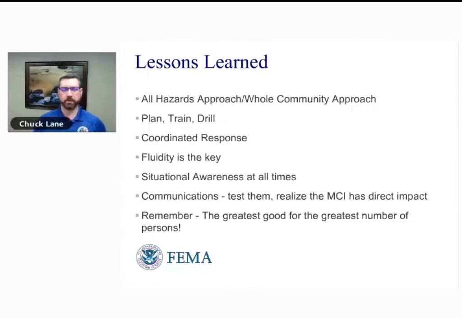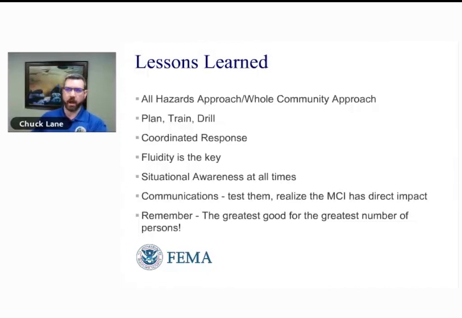So look at the similarities of them and then determine, okay, if we get a surge of patients, regardless of the situation, how are we going to identify and triage those patients? How are we going to manage them through the flow of the event, from the time they arrive all the way till discharge? How are we going to manage that and track that?